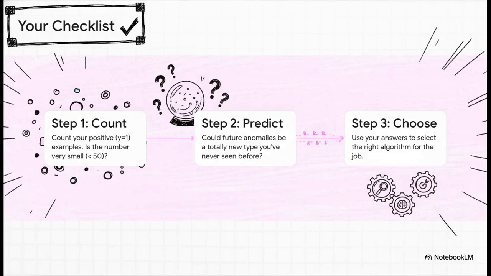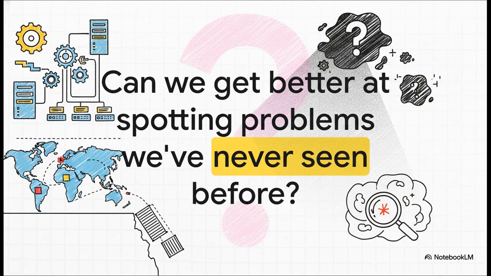So let's boil this all down to a simple 3-step mental checklist you can take with you. Step 1, count your positive examples. Is that number tiny? Step 2, think about your future anomalies. Could they be something completely out of left field? And step 3, based on those 2 answers, you choose your tool. That's it. That's the whole decision process right there. Which kind of leaves us with one last big question to think about. As our world gets more and more complex, with intricate supply chains, new AI systems, all of it, is our ability to spot the problems we've never seen before, to find those true unknown unknowns, becoming maybe the single most important skill we need to build for the future?